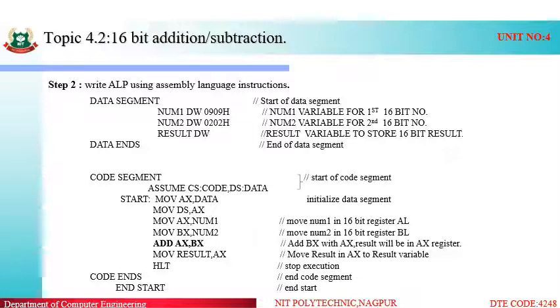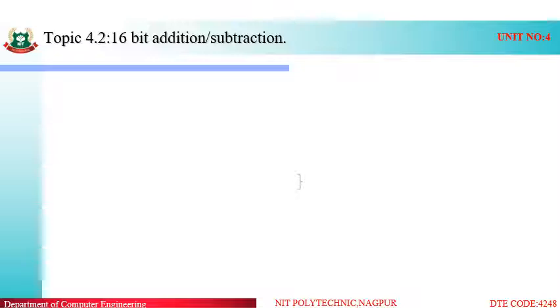Next we will move AX into the result variable. So the result will be moved into our variable, that is result. HLT means halt, means stop the execution of the program. We will stop the code segment and then end start.